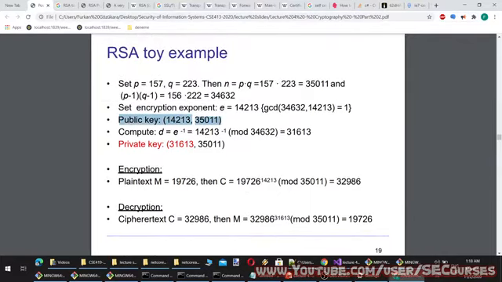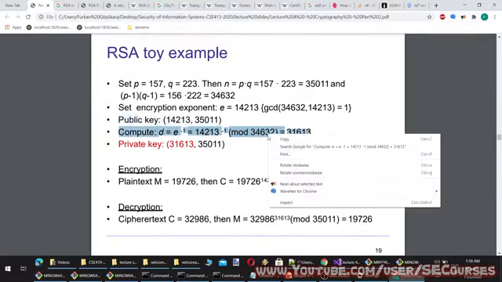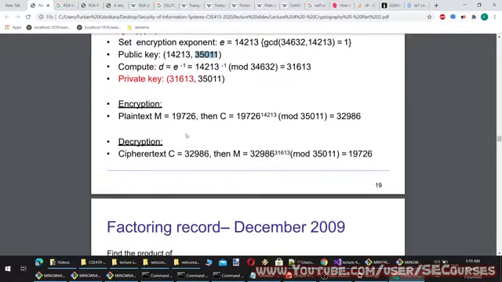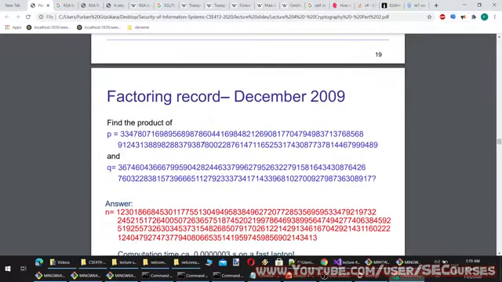And then public key is equal to this. Compute D equals E minus 1, 14,213 minus 1, mod 34,632 equals 31,613. Okay, so the private key is this one, and the public key was this one. Encryption works this way, and decryption works this way.